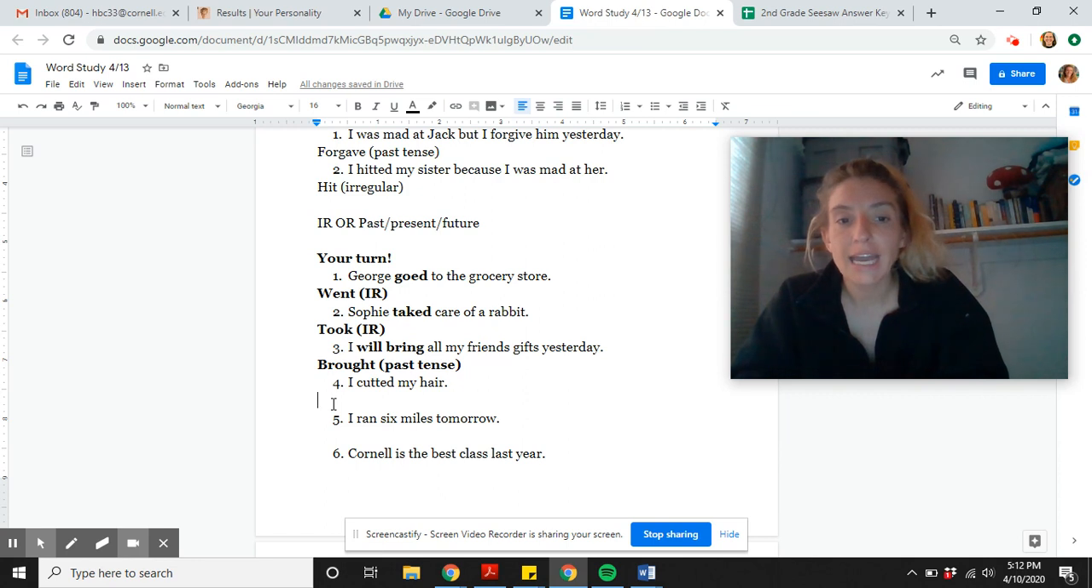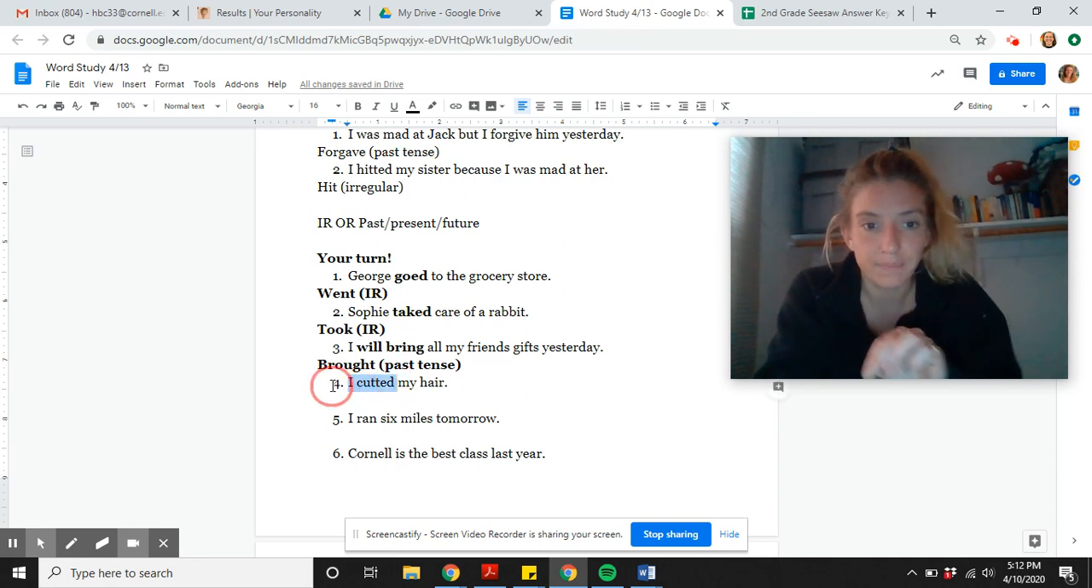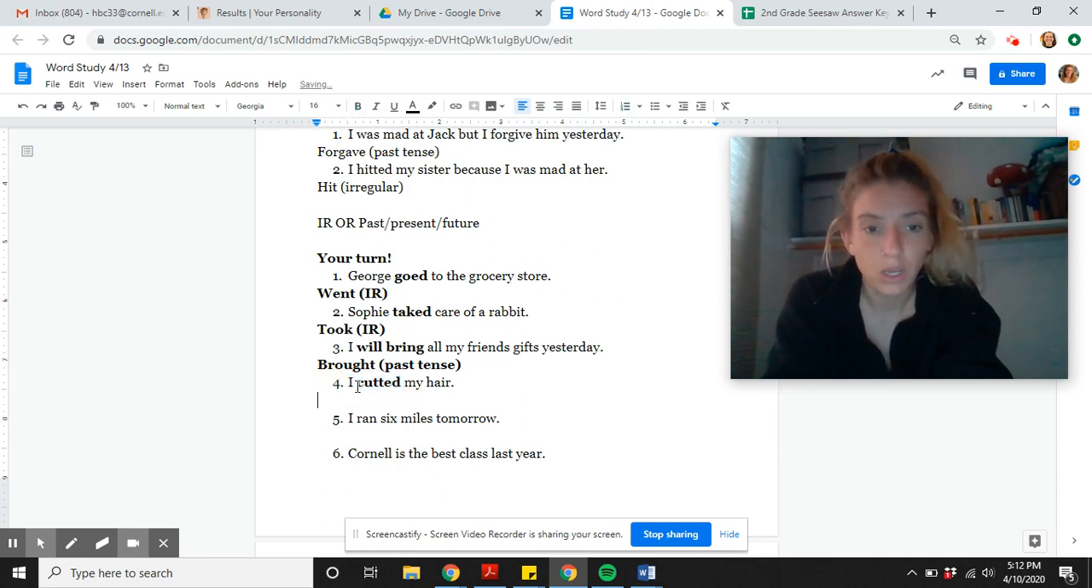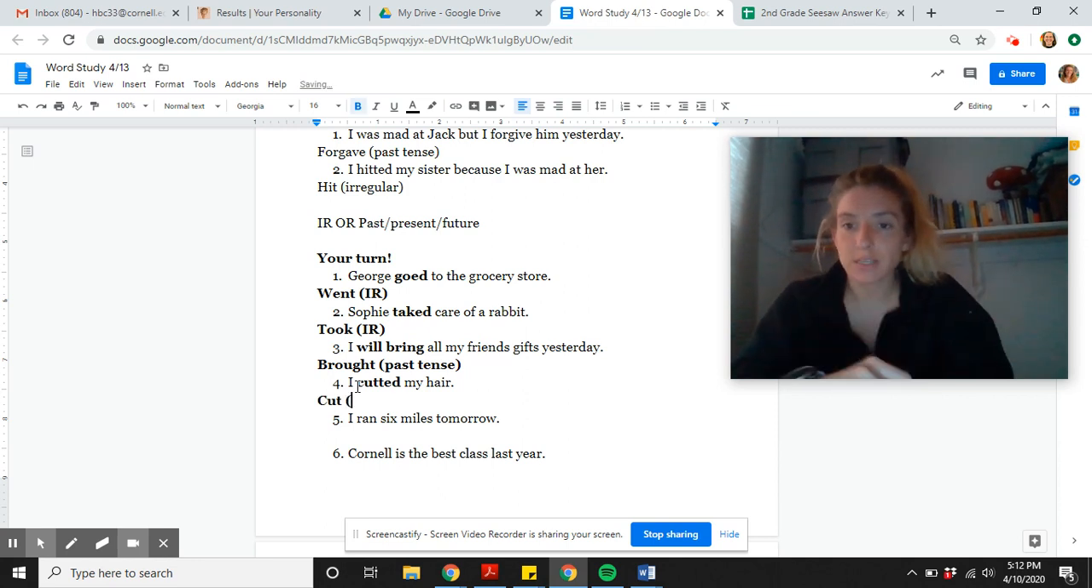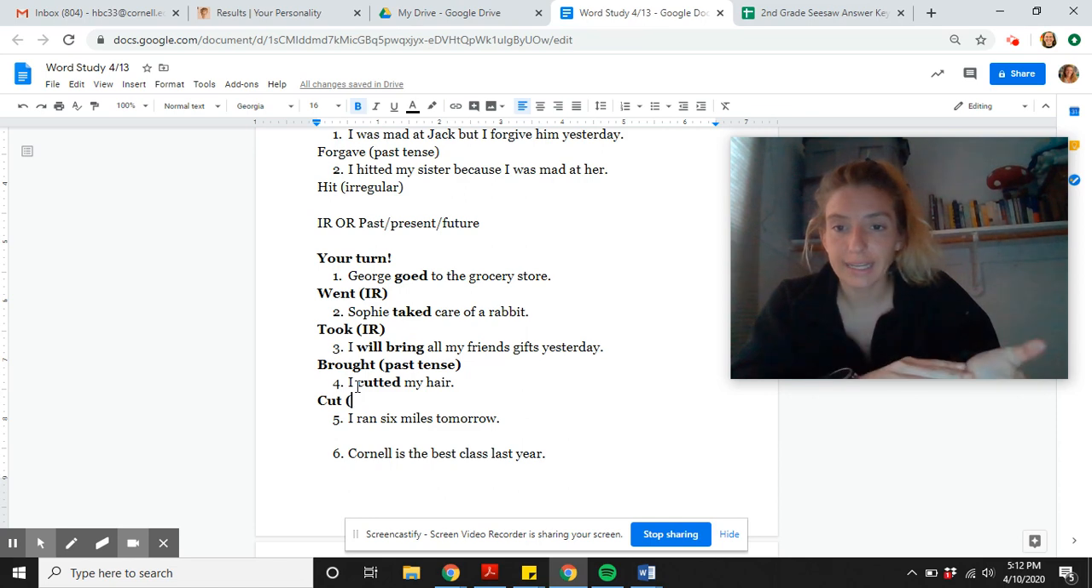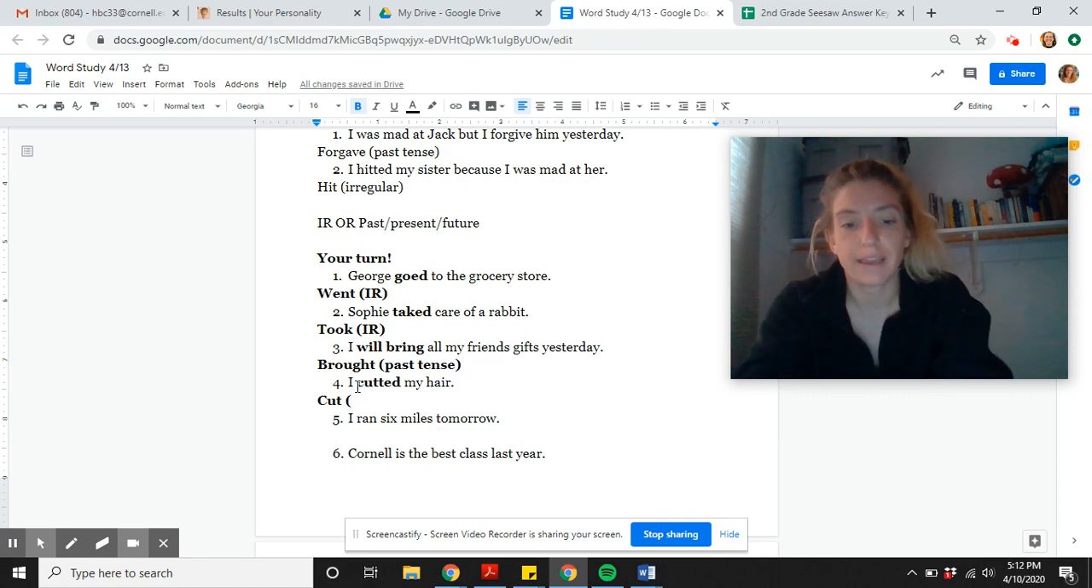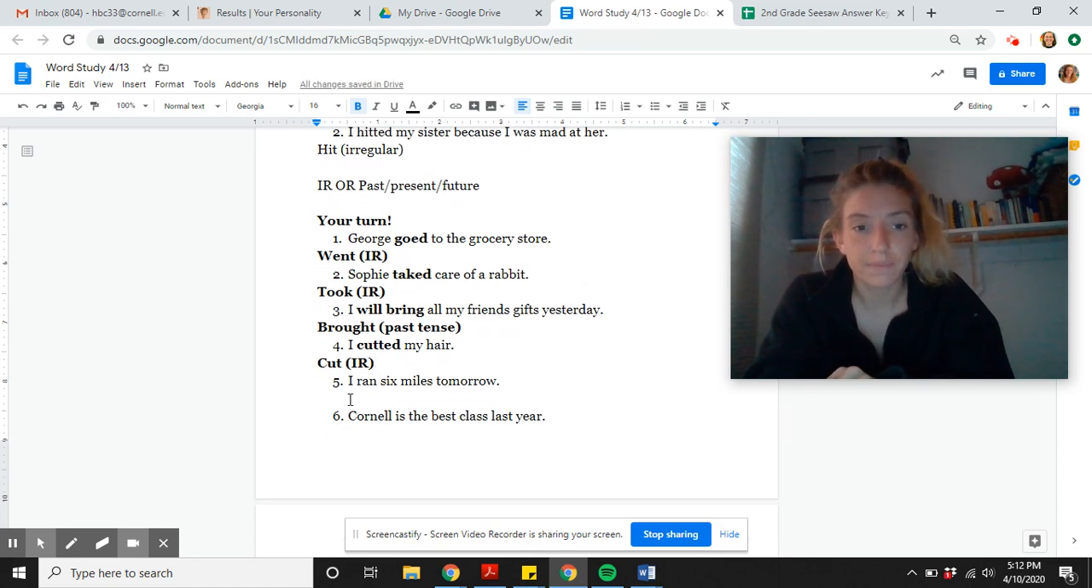Number 4 says, I cutted my hair. What's the word that doesn't make sense right there? The word that doesn't make sense is cutted. And I know that because cutted is not even a word at all. What should the word be? What is cut in the past tense? Cut in the past tense is just cut. And so is the mistake that it is irregular or the wrong tense? Well, that was technically in the past tense. So I know it must be irregular. So I'm going to write IR.